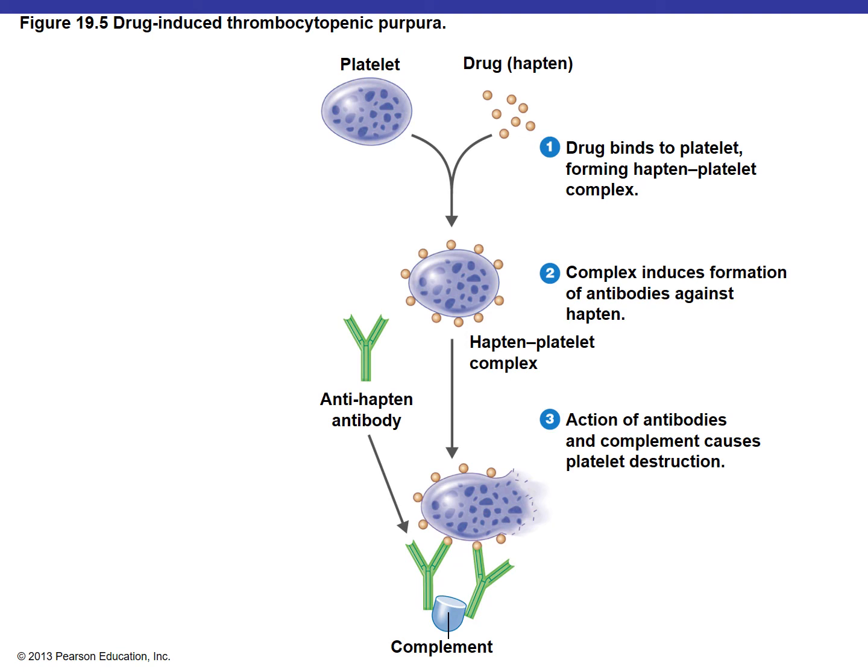So the platelets are involved in blood clotting, and without them, hemorrhaging would occur under the skin, and that is referred to as a purpura. So this would be a drug-induced thrombocytopenic purpura.